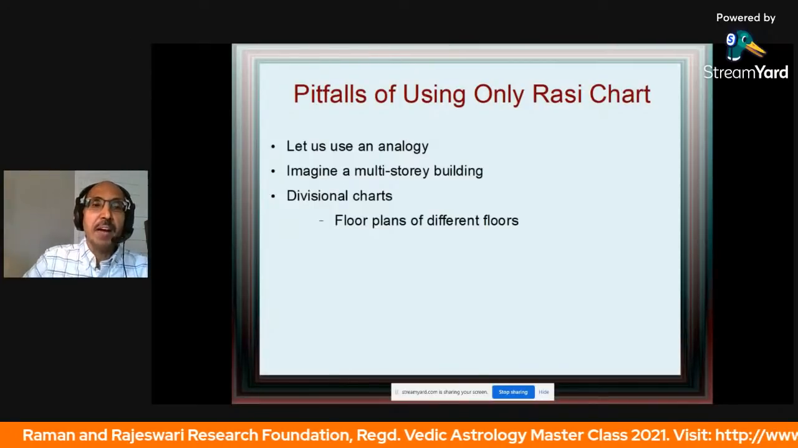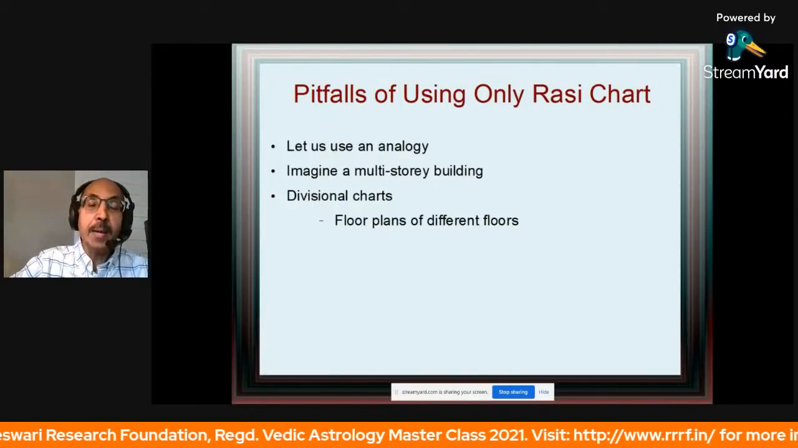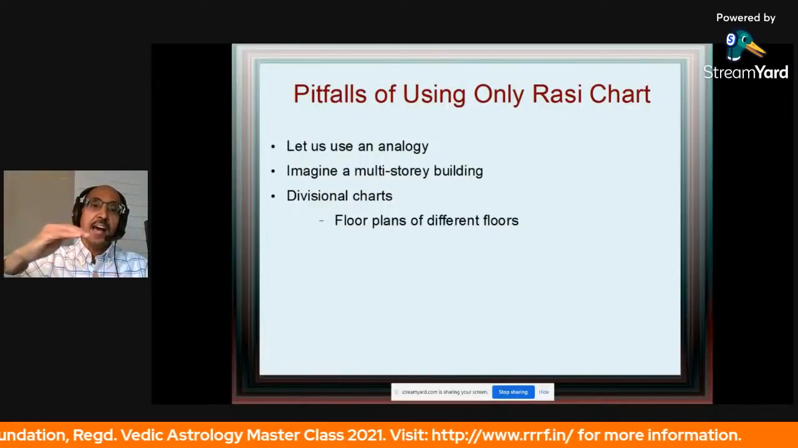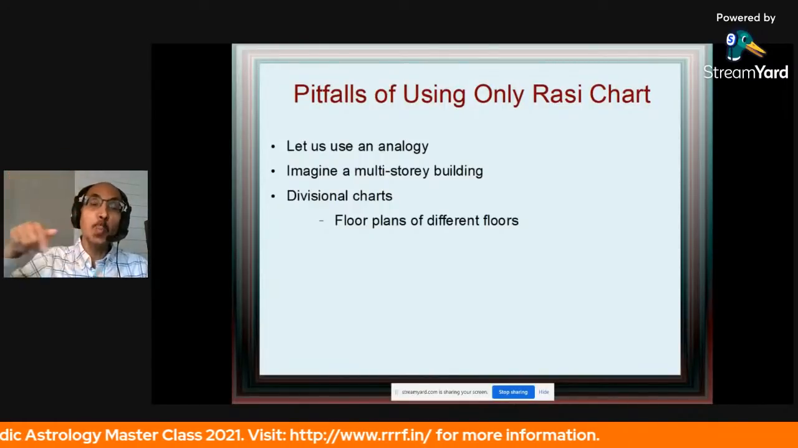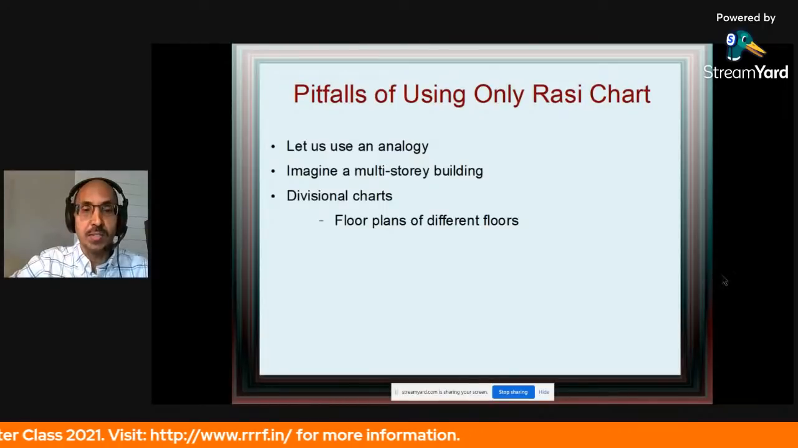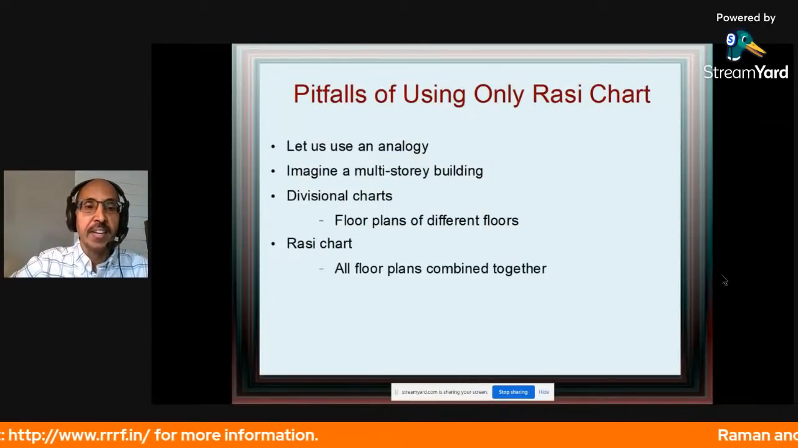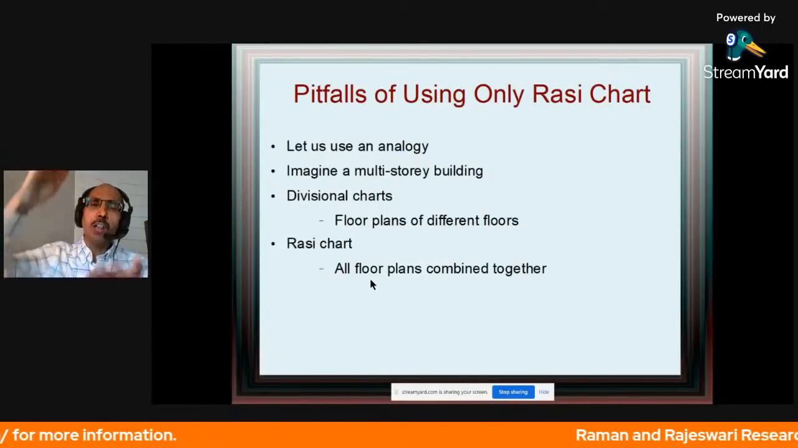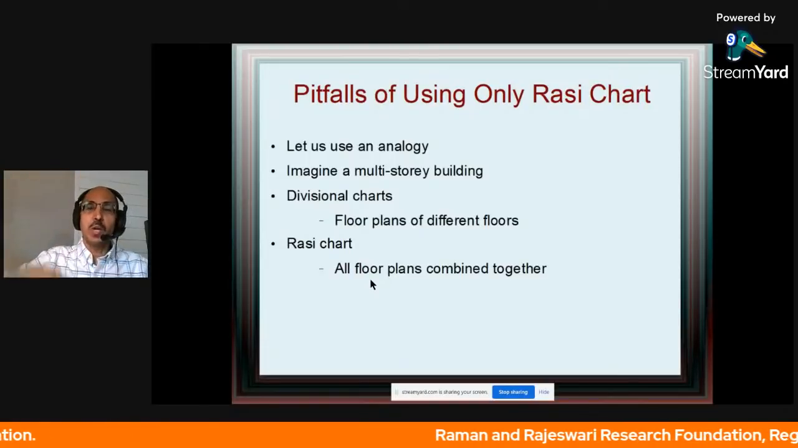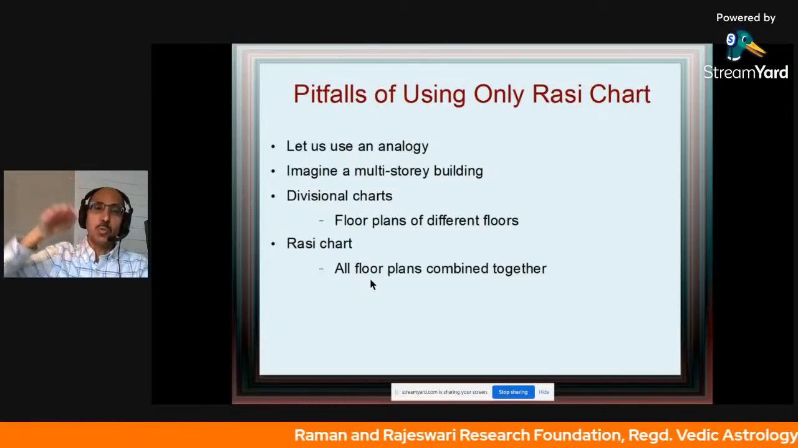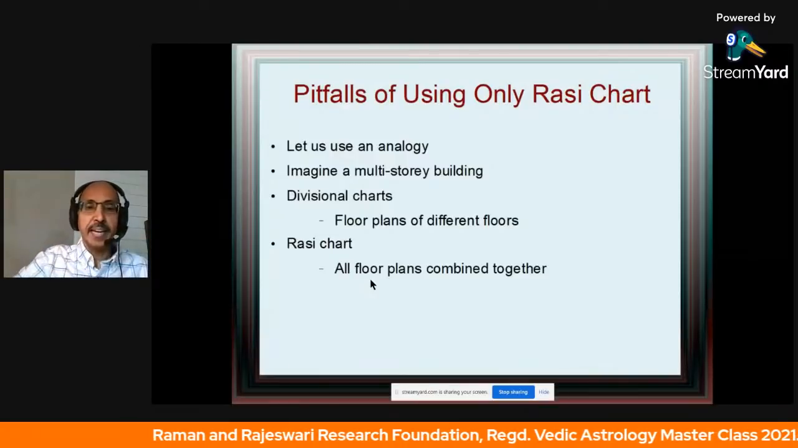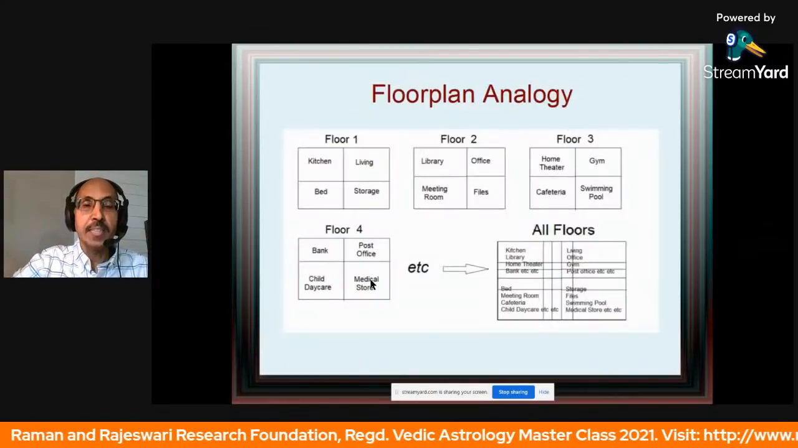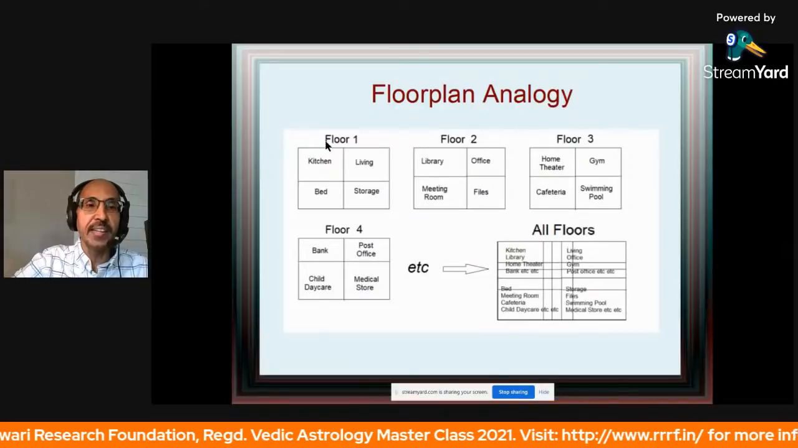So, I will give you an analogy. Imagine a multi-story building. The divisional charts are like the floor plans of various floors in that multi-story building, whereas the Rashi chart is like all the floor plans combined together. You project all the floors to the ground floor. You basically make a map, and that is basically like the Rashi chart to show pictorially.